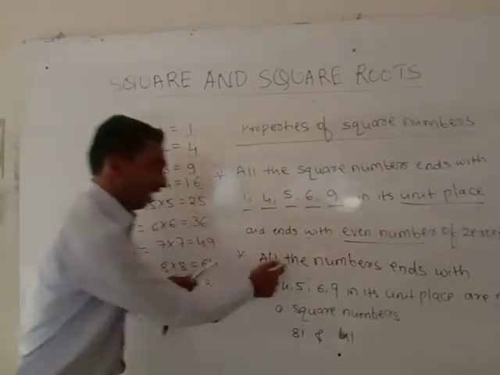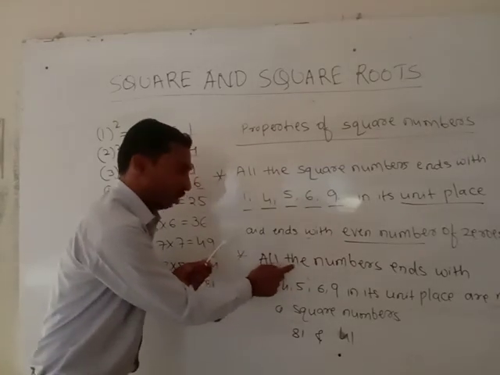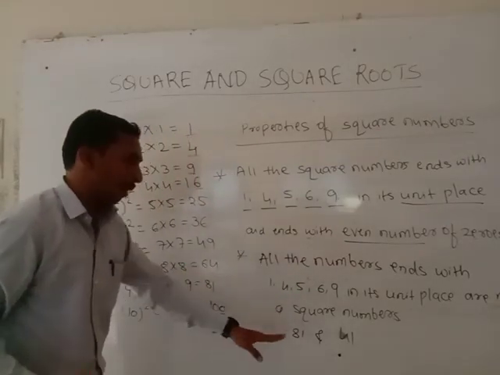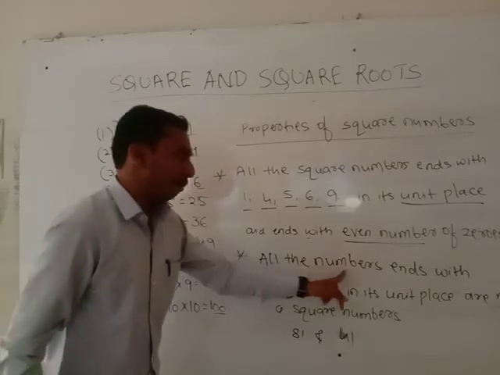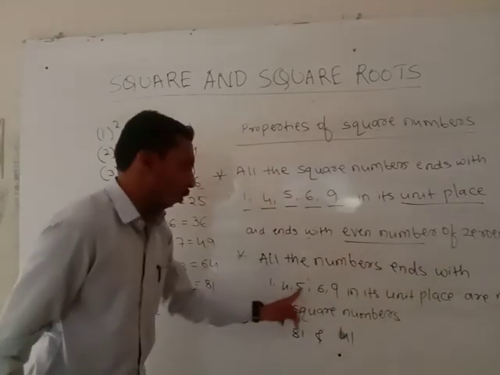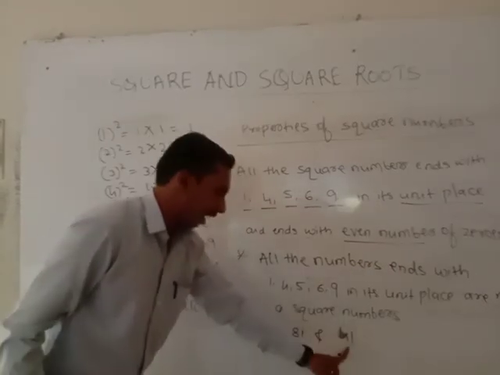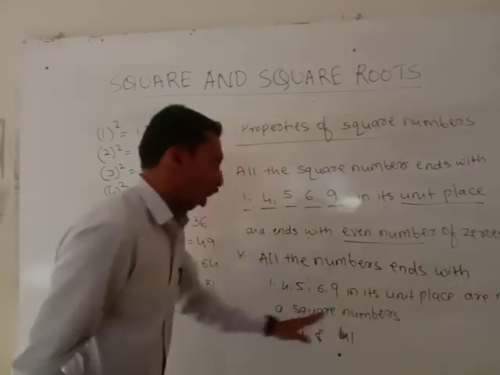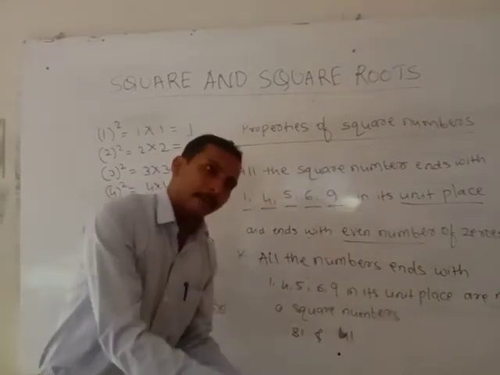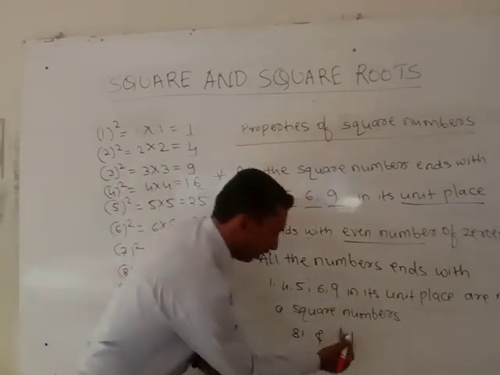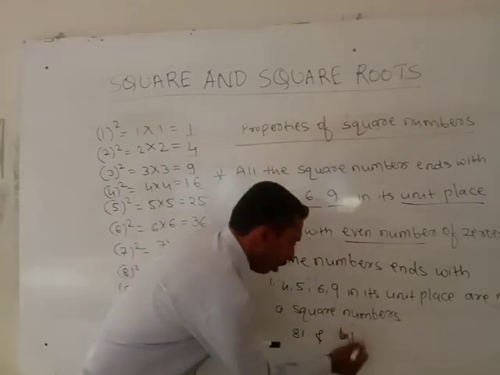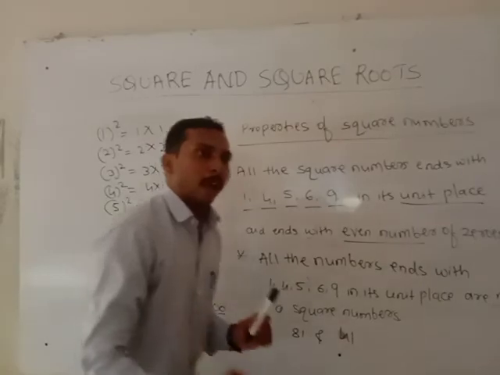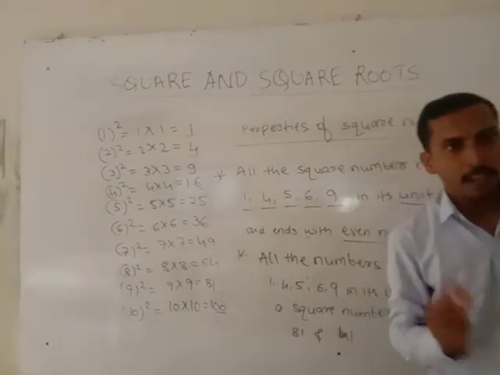But according to the second statement, look at 41. All the numbers that end with 1, 4, 5, 6, 9 in the unit place may be square numbers, or may not be. Here, 41 is not a square number.